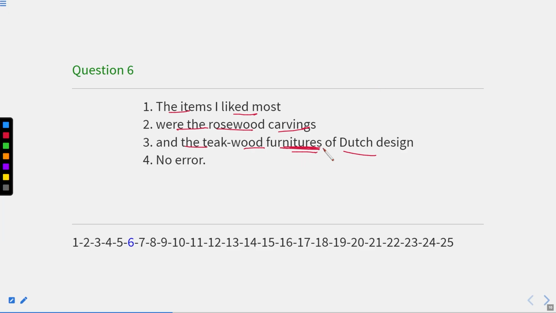Furniture is always an uncountable noun. We can use set of furniture, pieces of furniture, sets of furniture, but furniture cannot be converted into plural form because furniture is always an uncountable noun, or you can say a singular noun. Uncountable nouns are always considered singular; they cannot be converted into plural. There are many such words like scenery, luggage, baggage, furniture, poetry, jewelry, cutlery, crockery. We cannot convert these words into plural form. They are always considered singular.